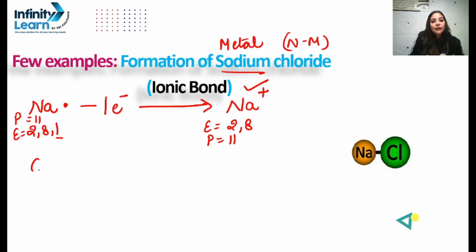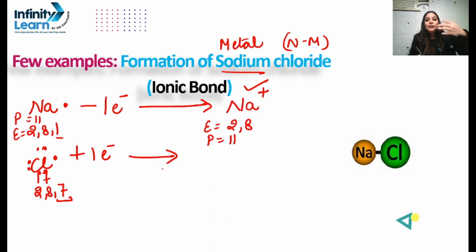Same, then we'll start with chlorine. Proton 17, electronic configuration this. These are the electrons which are going to participate, 7. Let's show them. 2, 4, 5, 6 and 1, 7. So it will lose one electron. Sorry, it will gain one electron, because non-metals have a tendency to gain.